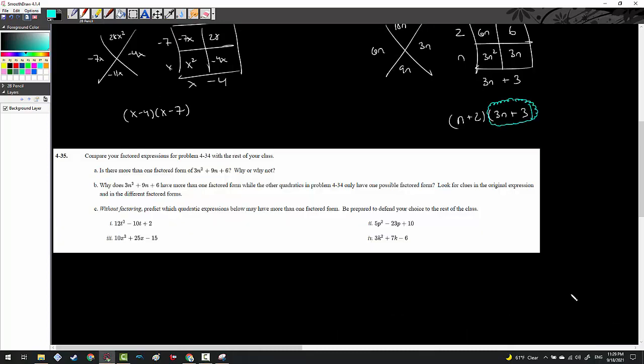And in 4-35, it says, compare your factored expressions with the rest of the class. And in A, it says, is there more than one factored form of the 3n squared plus 9n plus 6, which is question D. It says, why or why not? Well, let's find out. Is there?